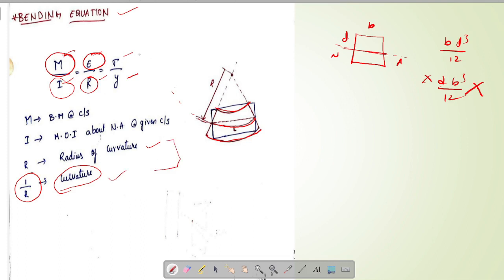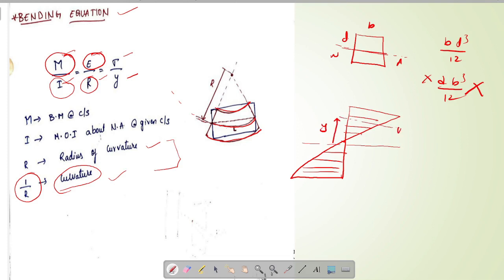Here now let's see what is sigma and what is y. We know that stress variation looks something like this. Here sigma is nothing but what is the value of stress at a particular distance y from neutral axis. That is, what is value of stress at a particular plane which is at a distance of y from neutral axis is nothing but sigma. That particular distance is nothing but y.